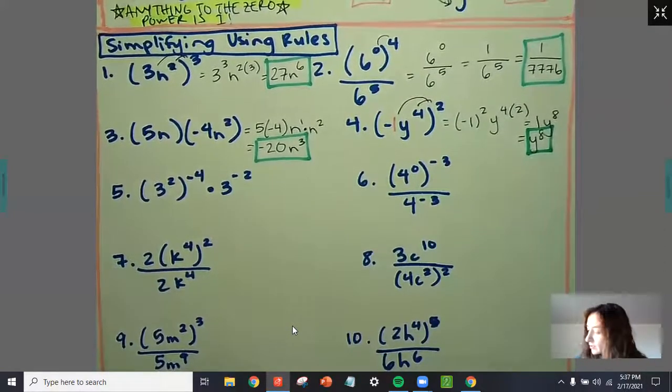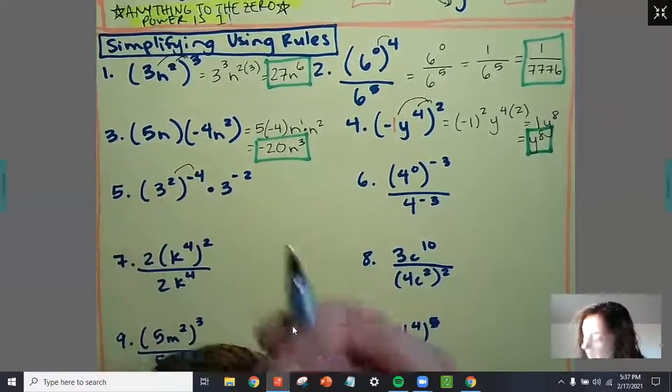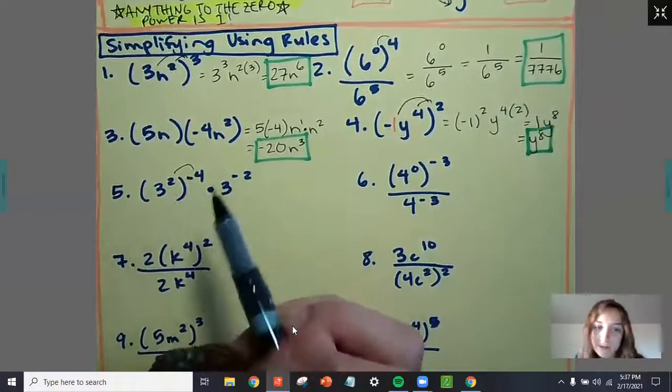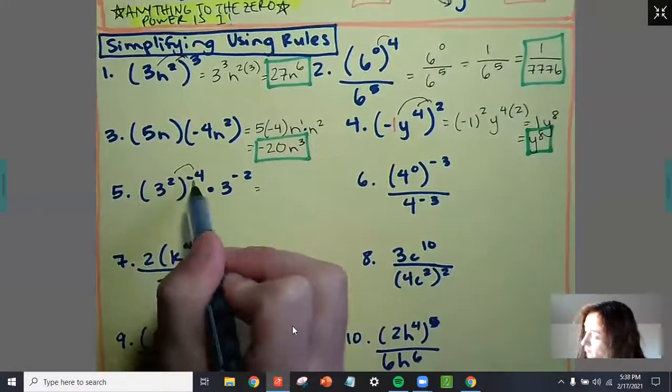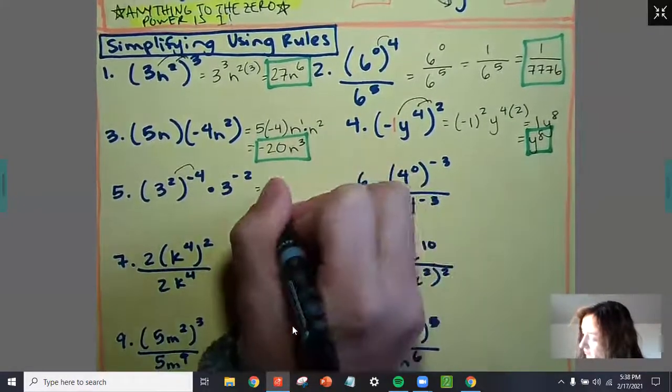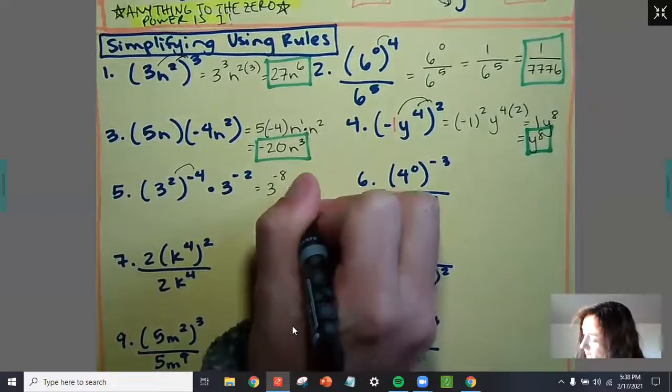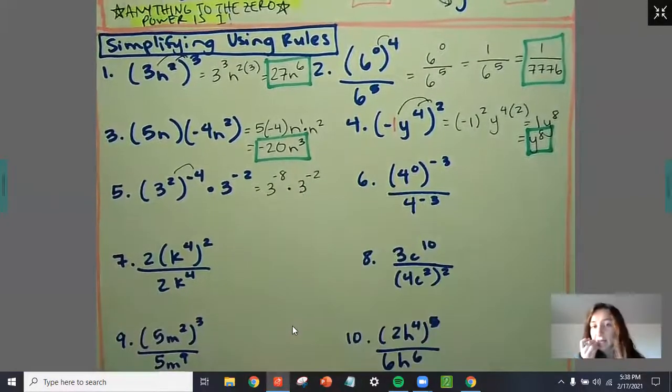Okay, let's try out another one. Here we are distributing again. And then we're going to be multiplying afterwards. So the first thing is 2 times negative 4 is negative 8. So it's going to be 3 to the negative 8. And then times 3 to the negative second.